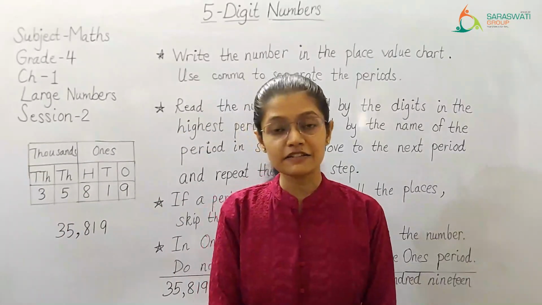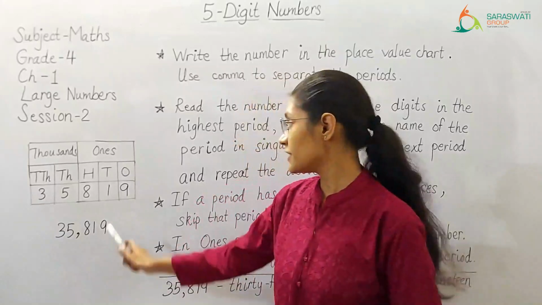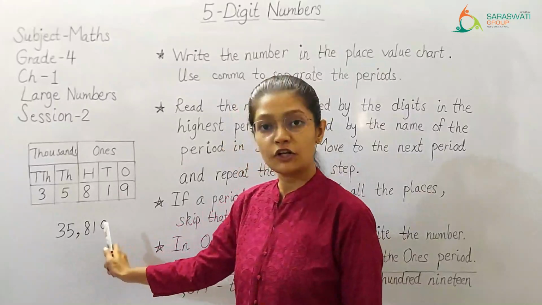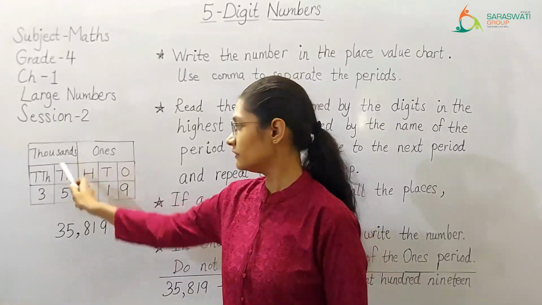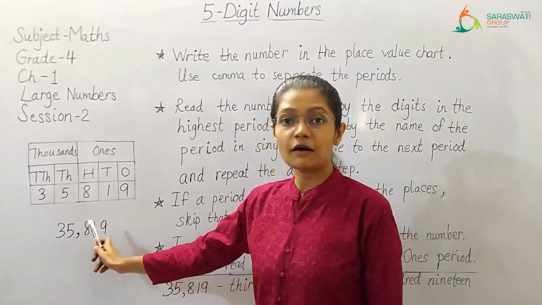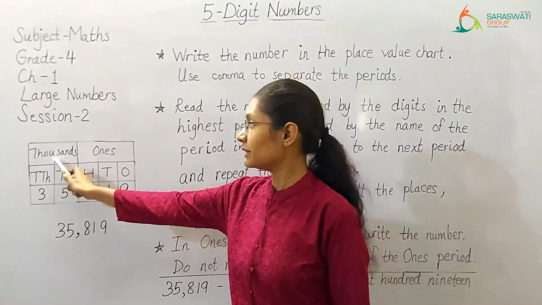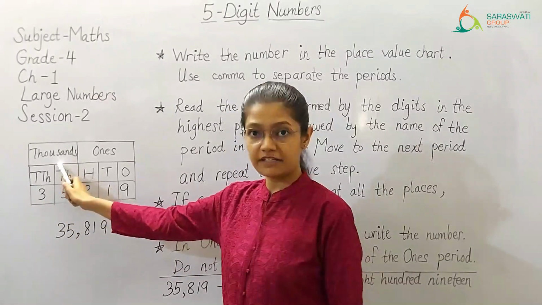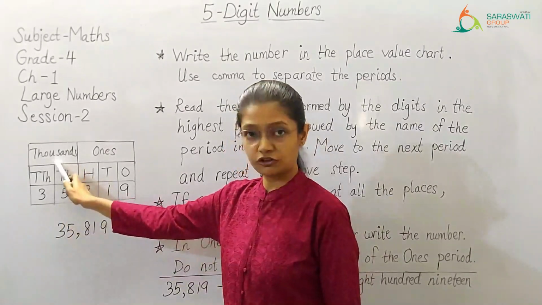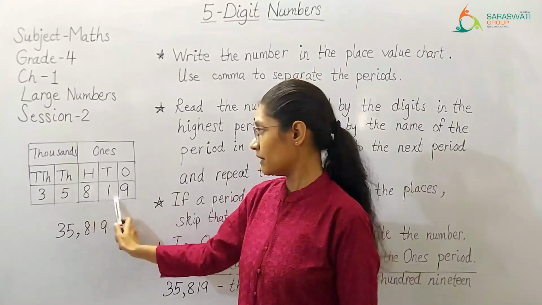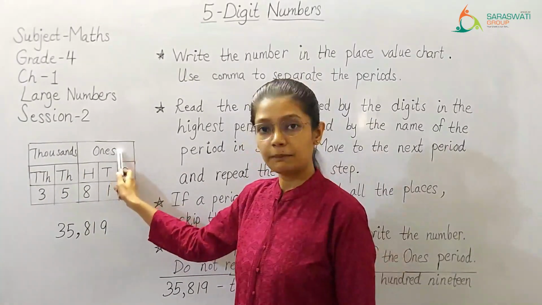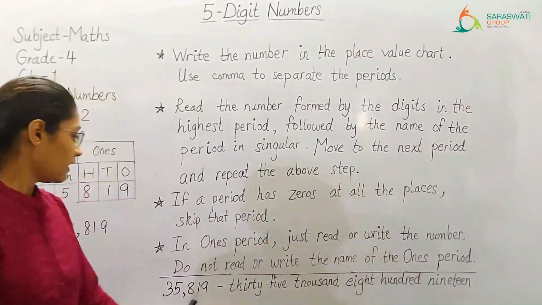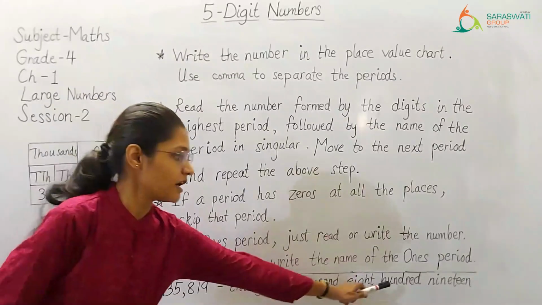Now students, let us read and write another 5-digit number. So we have written the number in the place value chart and written in the form of numeral along with the comma to separate the ones and thousands period. Now reading the number name for this numeral starting from the highest period. First reading this number, so 35, followed by the name of the period in singular form, so 35,000. Then we will read this number, but we will not mention the name of ones period. So 890, right? So 35,890.